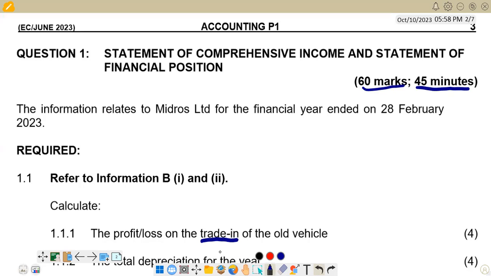For this trade-in, we need to calculate its profit or loss on disposal, because in the books of accounts we are going to treat it as if we have disposed of it. Remember, when we sell a non-current asset, we have to prepare a disposal account so that we see whether we made a profit or loss on that asset. Right, so if you go to our question now, let's see the information that we are given.